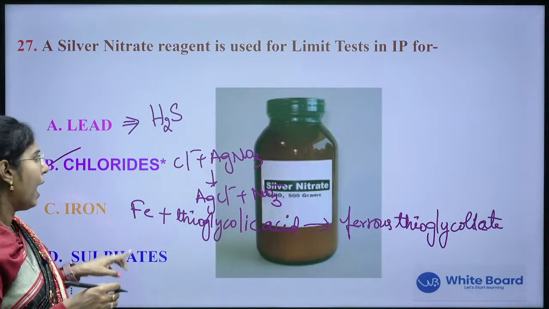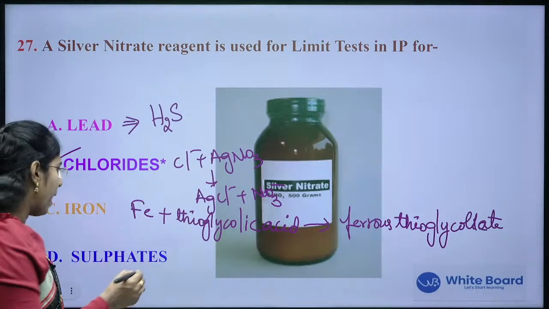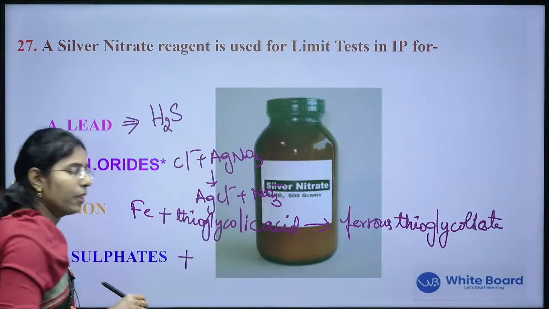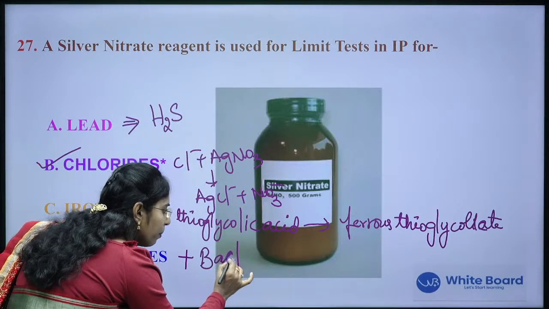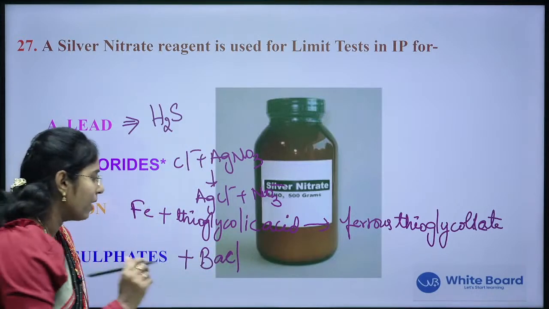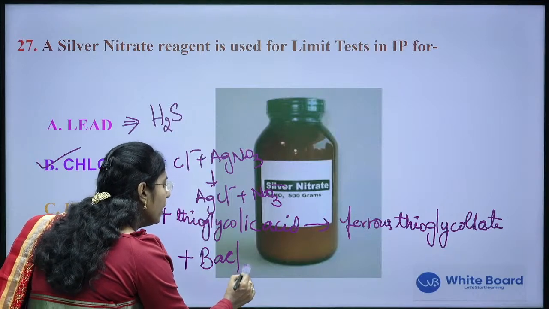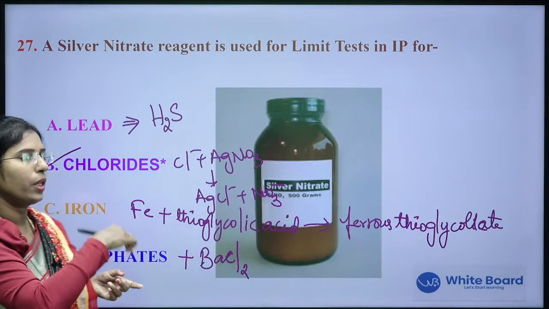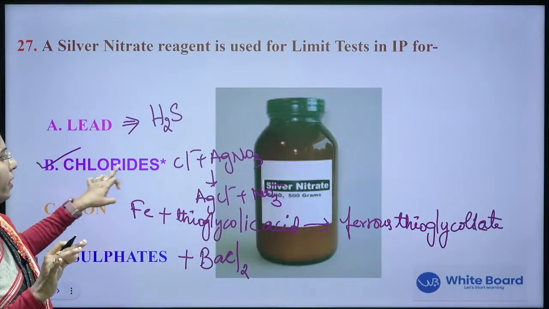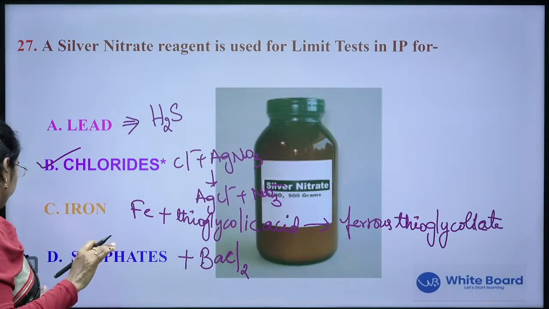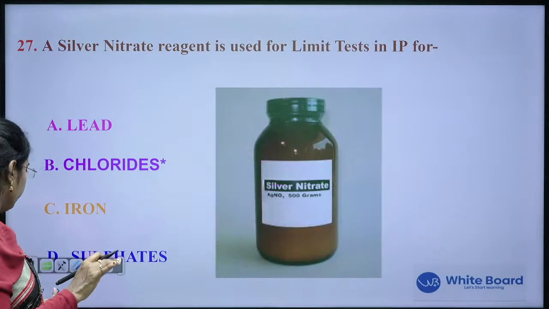Next is sulfate, and sulfate impurities can be determined by adding barium sulfate reagent. That reagent contains a small amount of barium chloride, which will react with the sulfate impurities and form a barium sulfate precipitate. Okay, so the correct answer is chlorides. Coming to the next question.